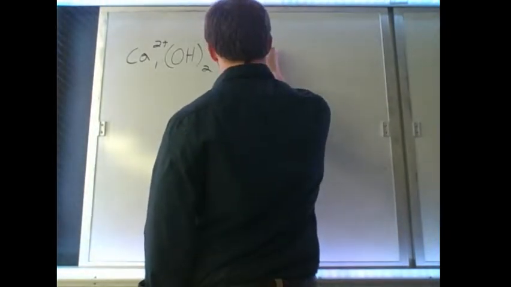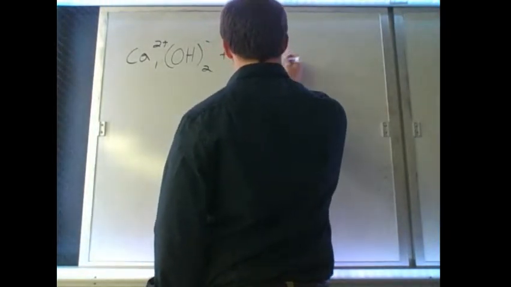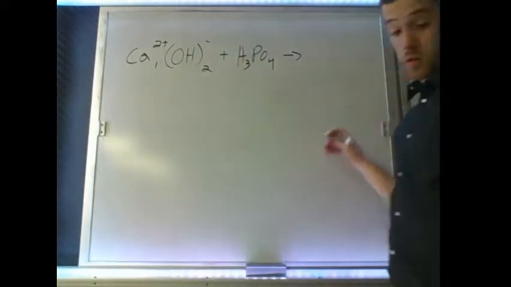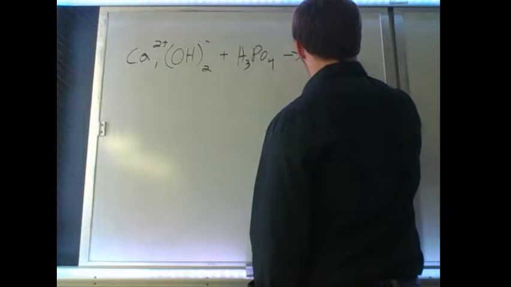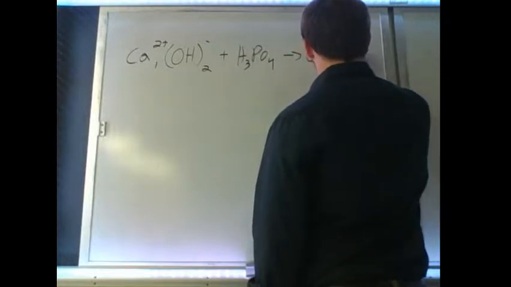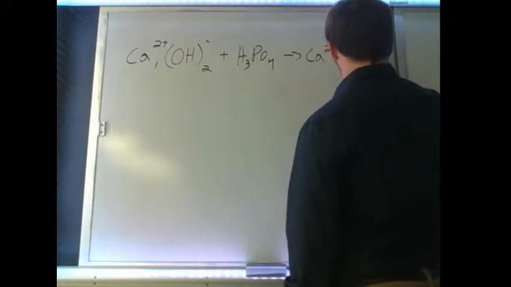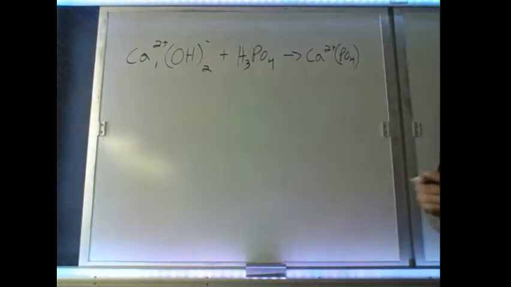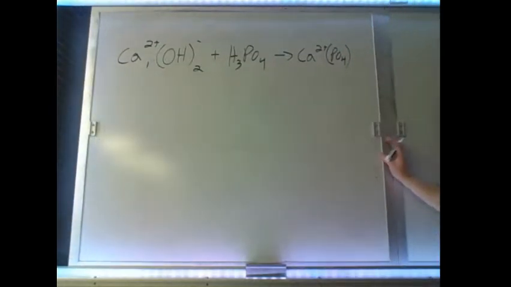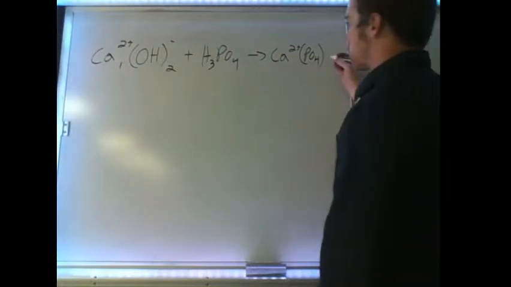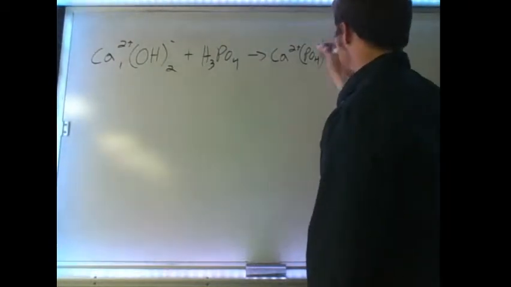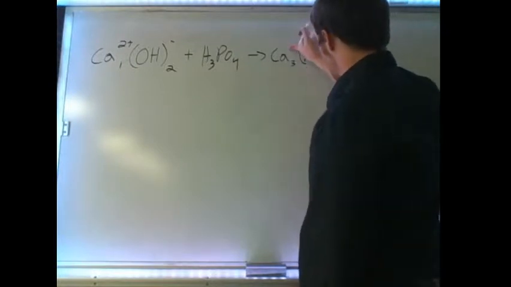So H3PO4. And we're going to produce, or yield, calcium phosphate, calcium again having a 2+, and our phosphate, our PO4 here, actually has a 3- charge. So crisscrossing those, I know I'm going to have 3 of those and 2 of those. So I'm going to get rid of my charges here.